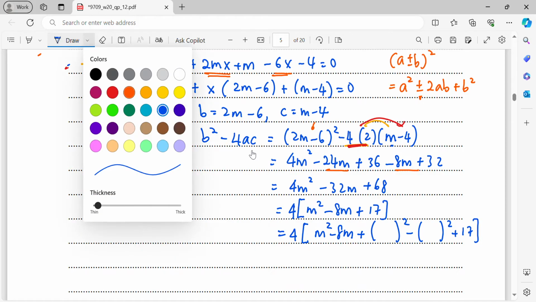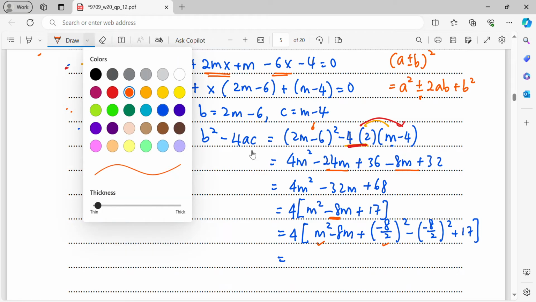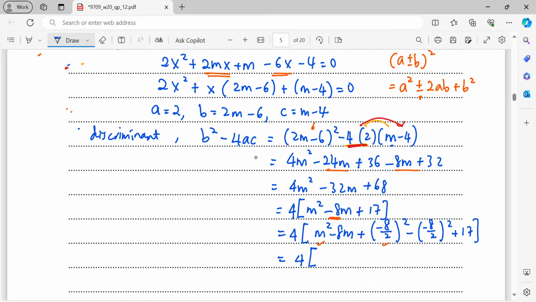The term inside the bracket is basically half of the coefficient of m. So here I will write minus 8 over 2. Then here also minus 8 over 2, because the coefficient for m is minus 8. Now here, I will simplify. So I will group the first and third term, and it will be 4 bracket. Take the square out, so you will get m. Now inside the bracket of the third term, it is minus 8 over 2. That is minus 4. So I will write minus 4 here.